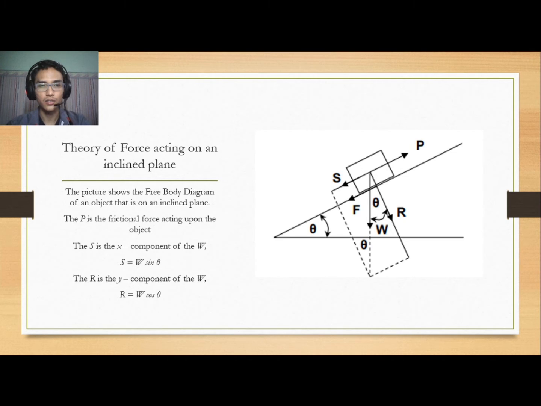So this is the illustration of the theory of force acting on an inclined plane. This picture shows the free body diagram of an object on an inclined plane. P is the frictional force acting upon the object, S is the X component, and R is the Y component, where S is W sine theta and R is W cos theta.